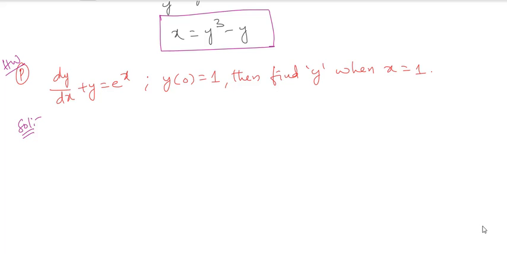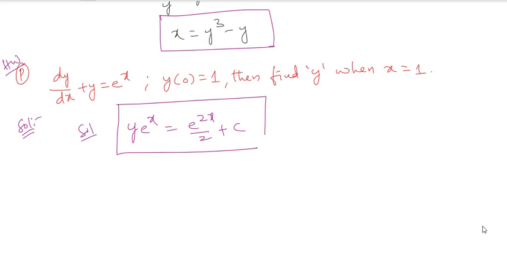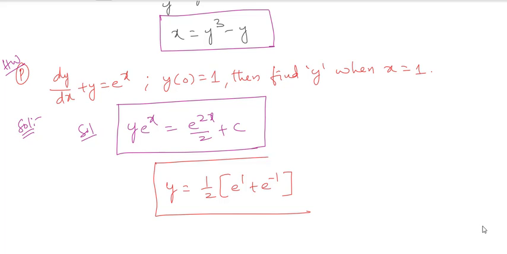What is the solution actually? Actually, the solution you will have it as, check it out. Solution is y into e to the power of x, which is equivalent to e to the power of x divided by 2 plus c. This is the solution. Then substitute all those. Then finally you will have the answer as y is equivalent to 1 by 2 into e power 1 plus e to the power of minus 1. This is the final solution after substituting all, that is y at x is equivalent to 1. So try to solve this. I hope you will get the answer correspondingly.